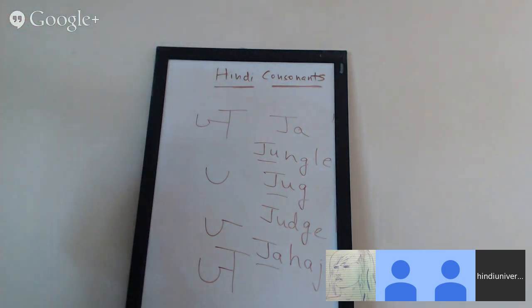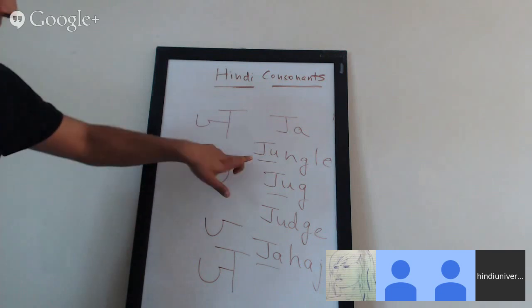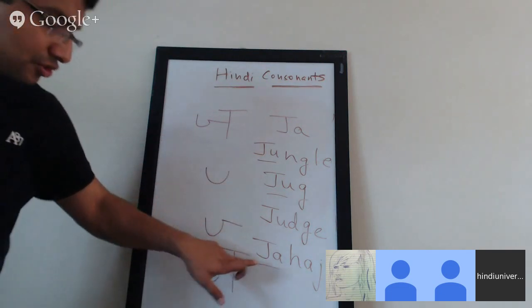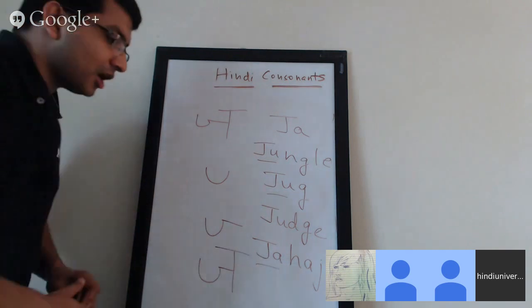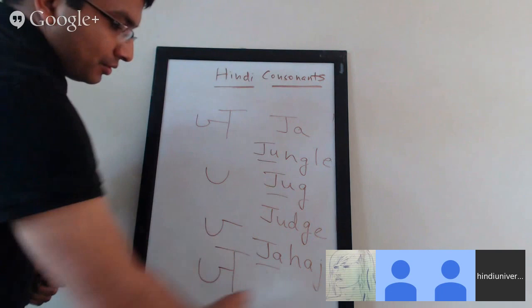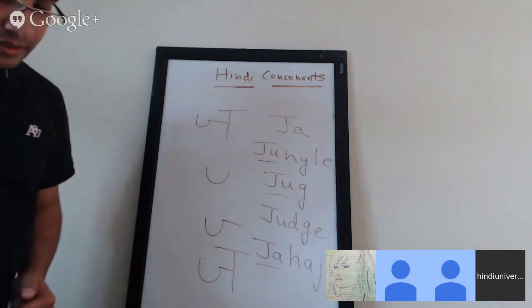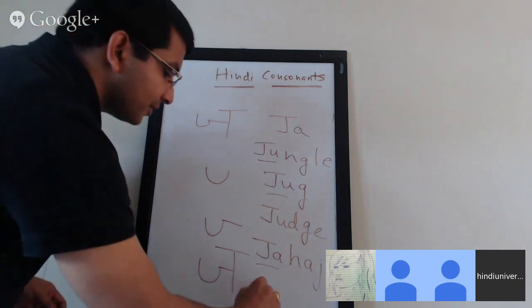If my understanding is correct, in Spanish it can be pronounced as her, but in Hindi it's j, right? J, jahaj. And maybe in Spanish also, on some occasions it will be pronounced as her, not all the time. So it's jahaj. Jahaj is nothing but a ship.